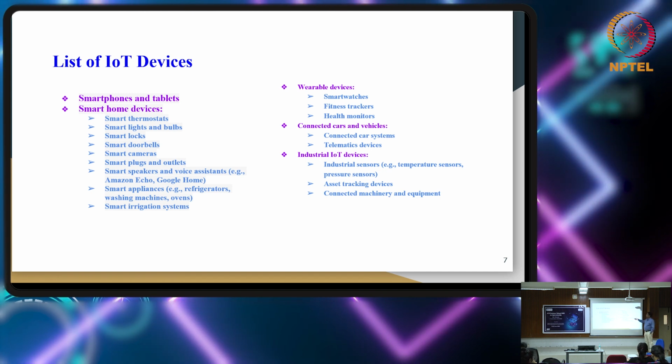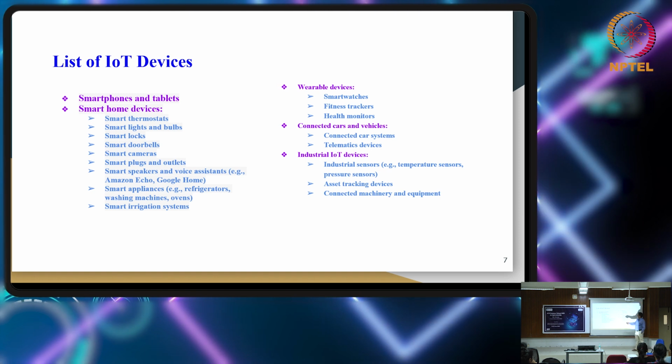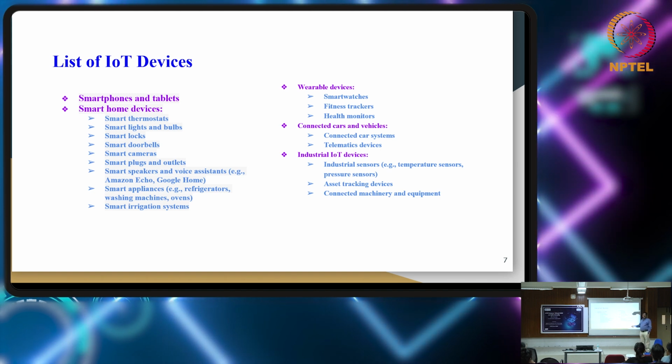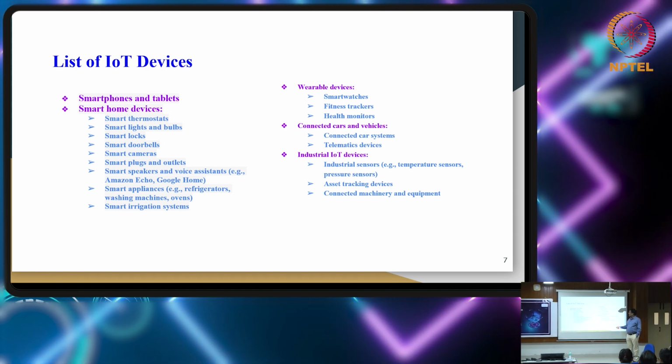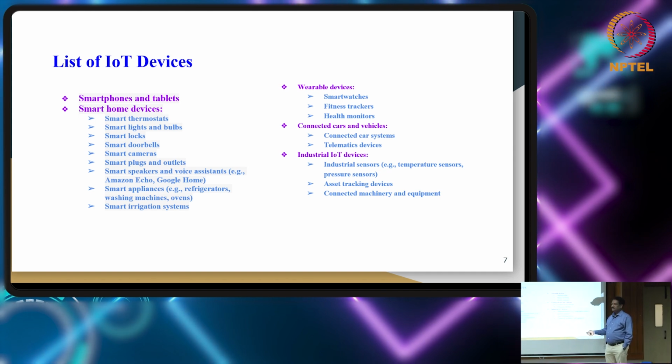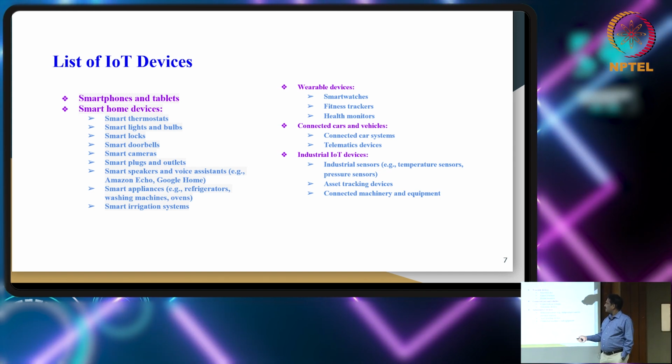How many of you are familiar with smart devices, the smartphones? All are having smartphones and tablets. How many of you have a tablet? And smart home devices: the thermostat, smart lights, smart bulbs. You know smart lights, smart bulbs, right? Smart locks and smart doorbells, smart cameras, and smart plugs and outlets.